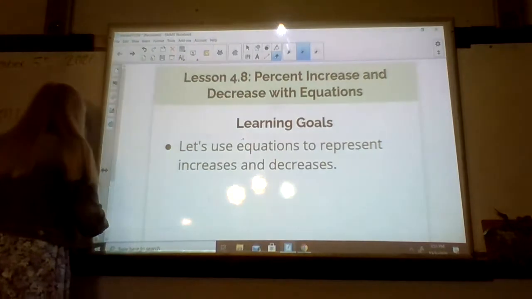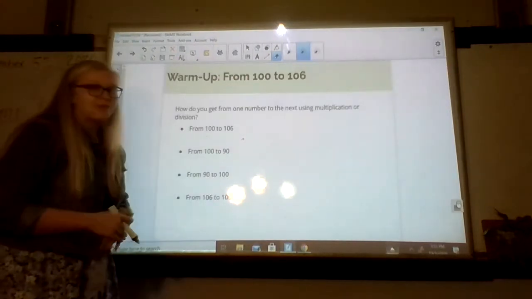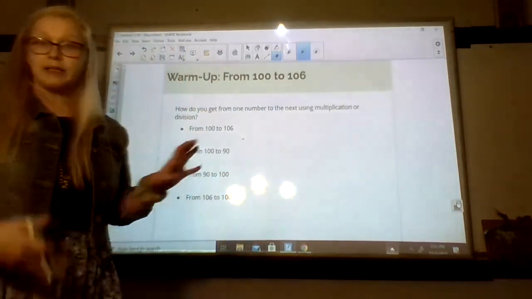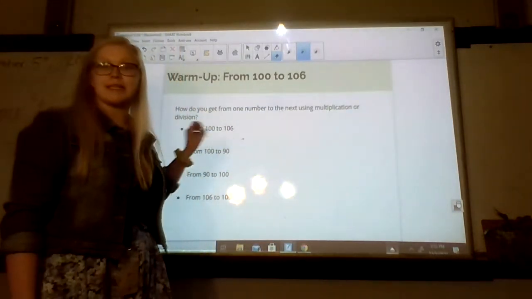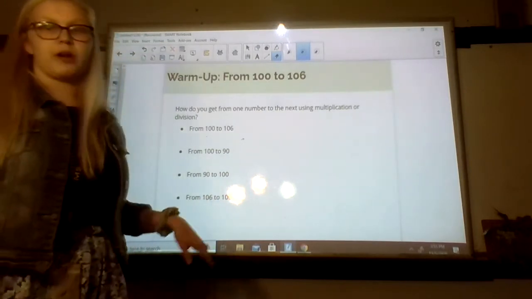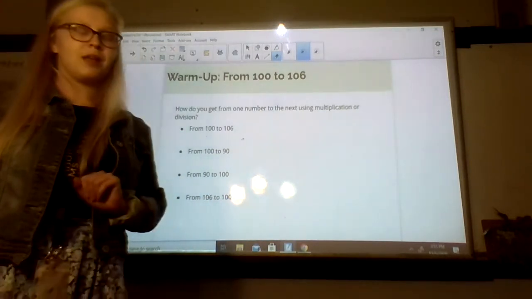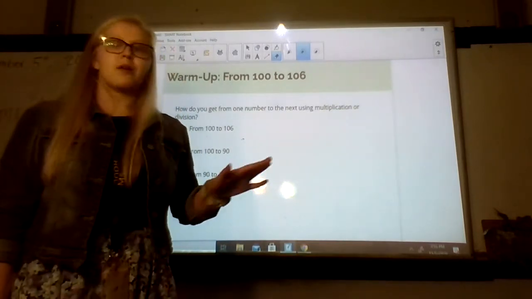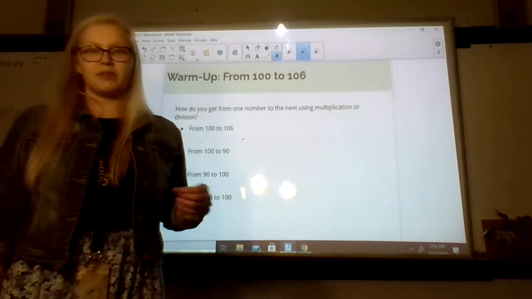So, our warm-up. We're figuring out what we can multiply or divide by to go from one number to the next. The first one is 100 to 106, then 100 to 90, 90 to 100, and then 106 to 100. So, take 5 minutes, use your calculators, go ahead and pause this video, and see if you can figure this out.